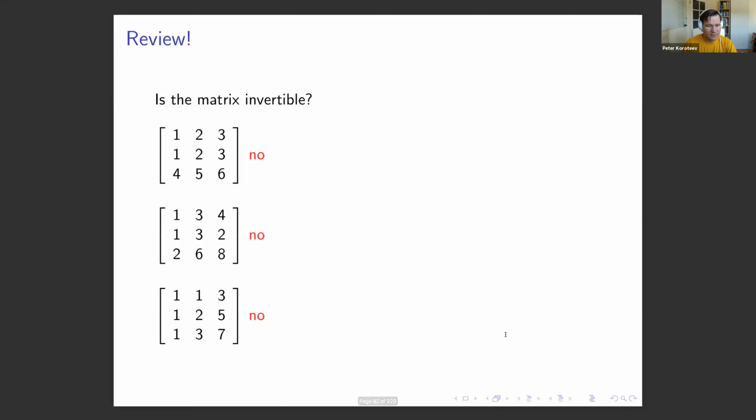And this one, again, you can check that these 2, you can add them together. So these are also not linearly independent. The rows are not linearly independent, and therefore the matrix is not invertible.